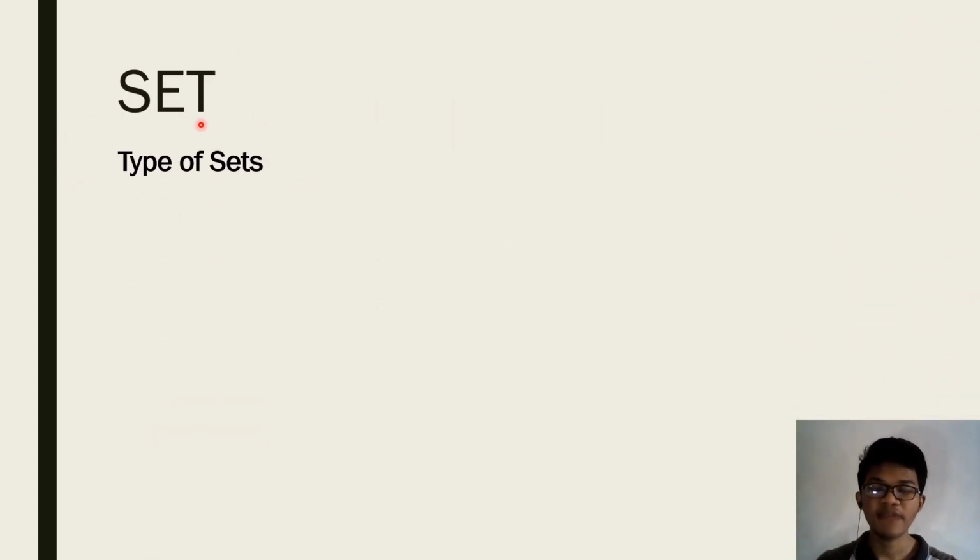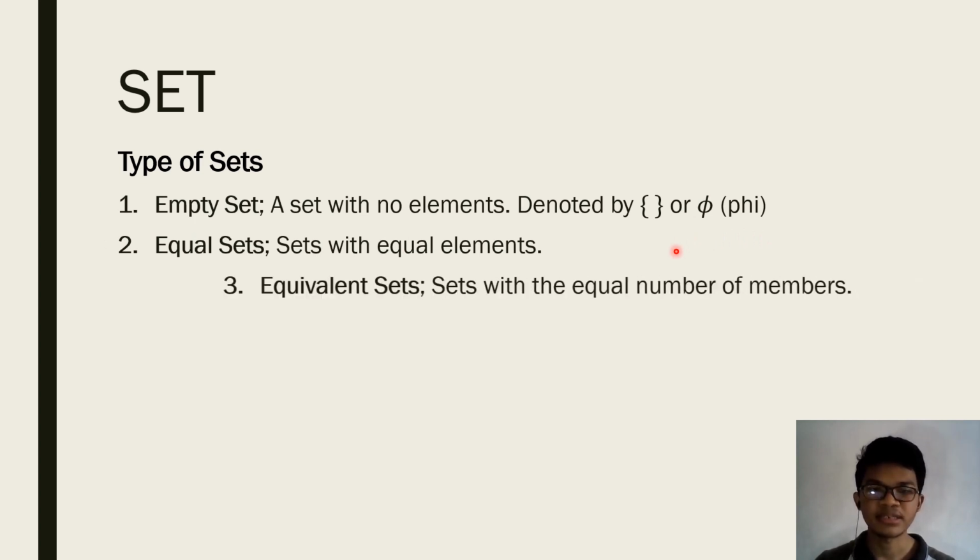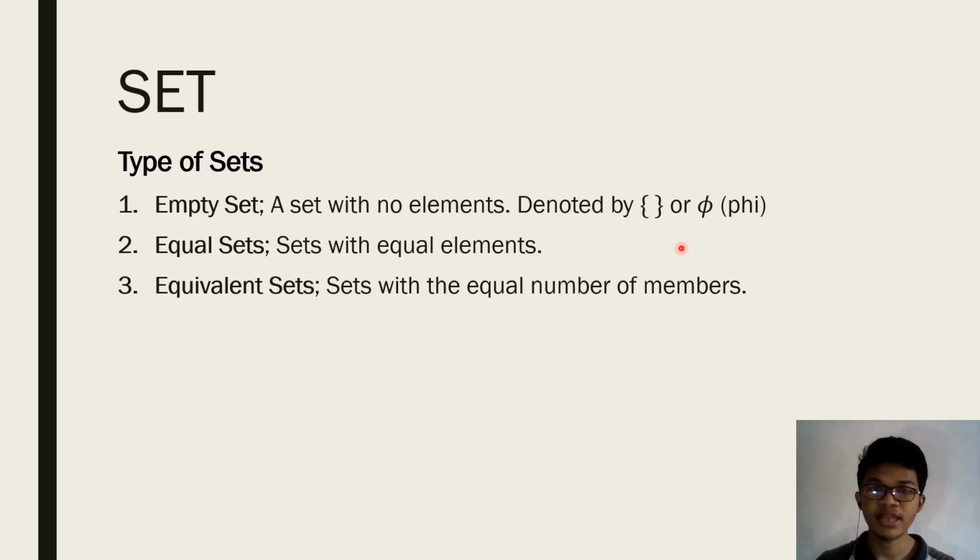Now it's about types of sets. First is empty set, a set with no elements, denoted by a set of curly brackets without anything written inside it, or by this symbol which we can read as phi. The second is equal sets, sets with equal elements. The third is equivalent sets, sets with the equal number of members.